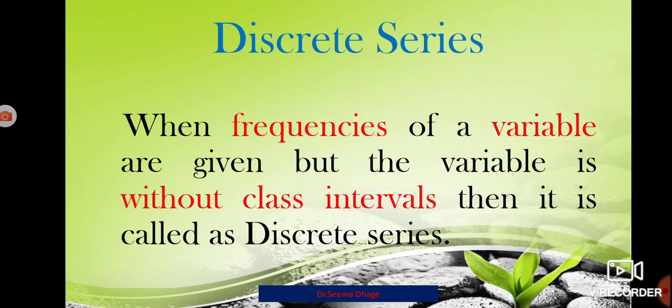You should know the meaning of variable and class intervals. A variable is a characteristic of the subject or individual. An example of a variable might be the employee's income. And class intervals means the range of each group of data.